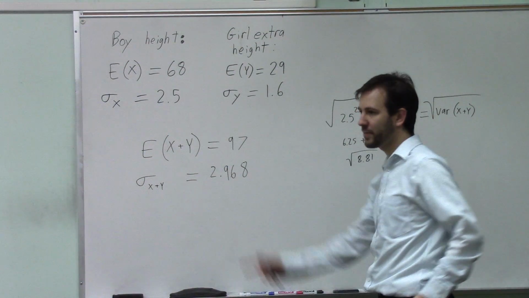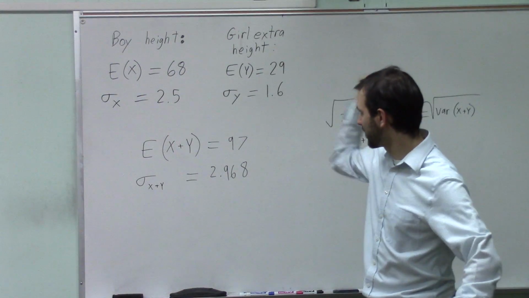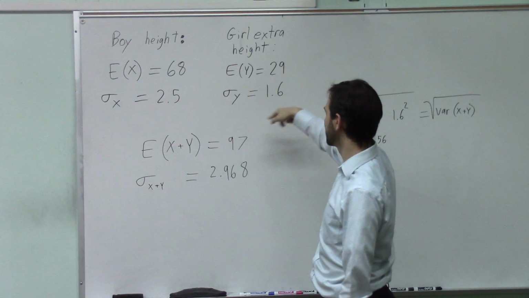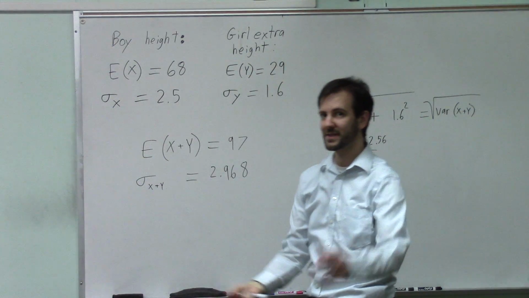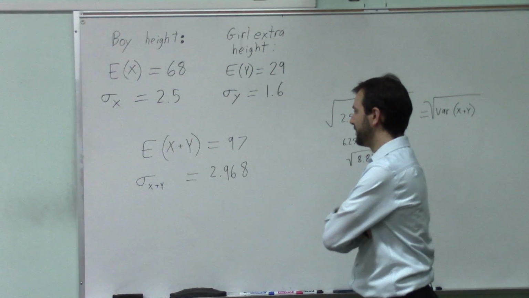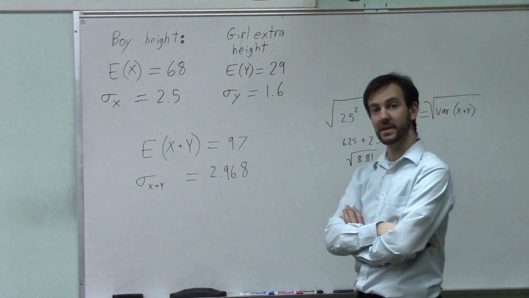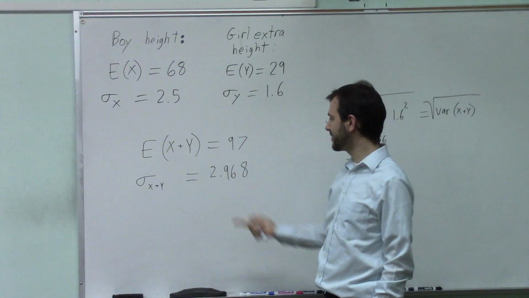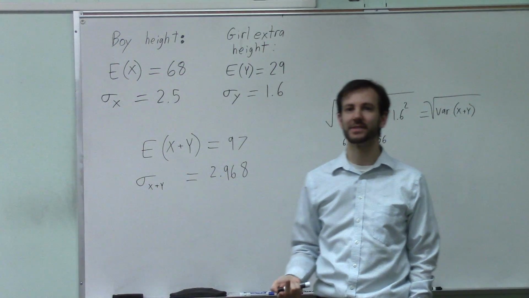So if I paired random boys with random girls, and the random boy's height had those facts to them, and the random girl's extra height added had that random stuff to it, then my teams would average 97 inches tall with a standard deviation of about 3 inches, plus or minus.